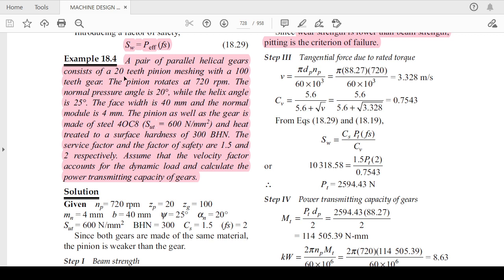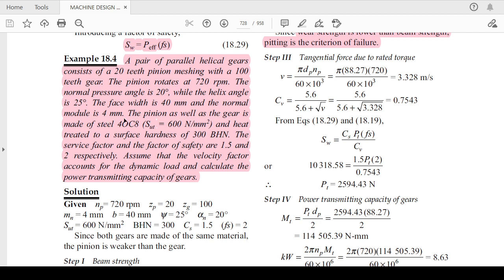As you know that teeth are given for both the gears and one speed is given, so with the help of speed ratio calculation you can calculate the remaining speed of the gear. Okay, while the helix angle psi is equal to 25 degrees, the face width is 40 mm and the normal module is 4, mn. Okay, note this thing, this is normal module, not your simple module m.